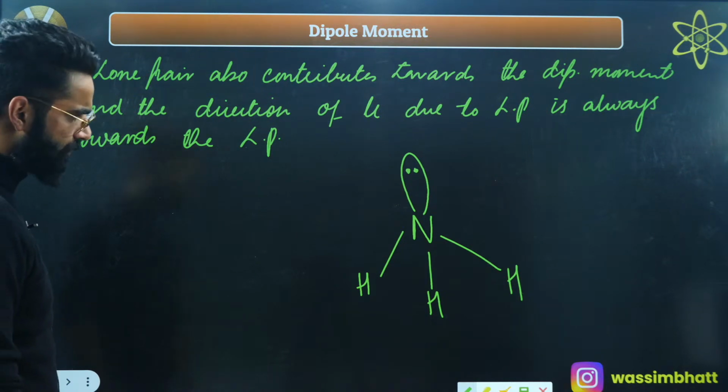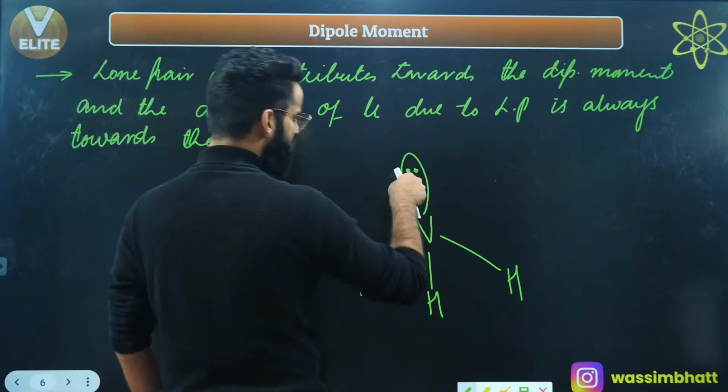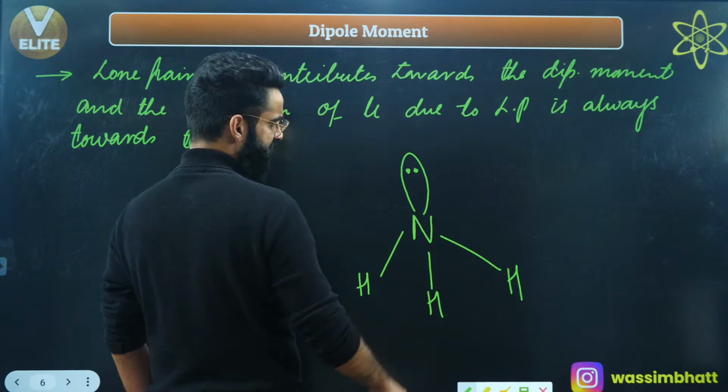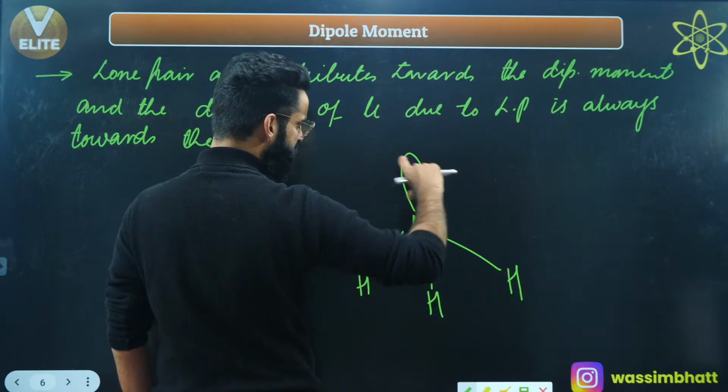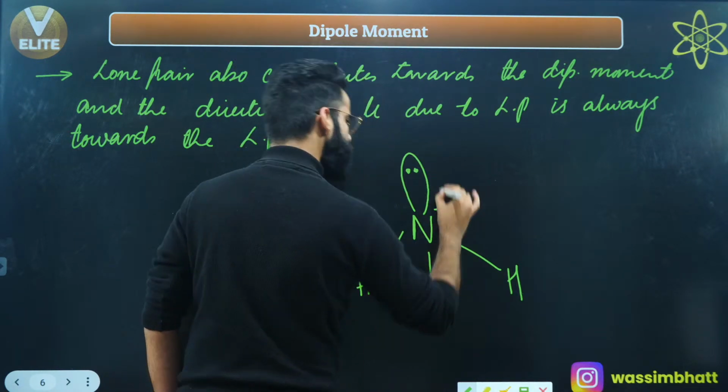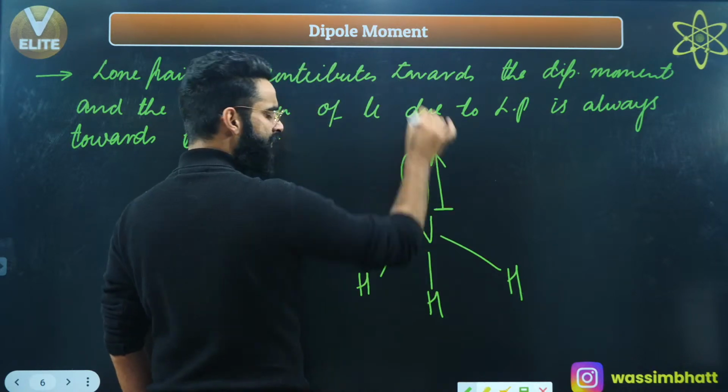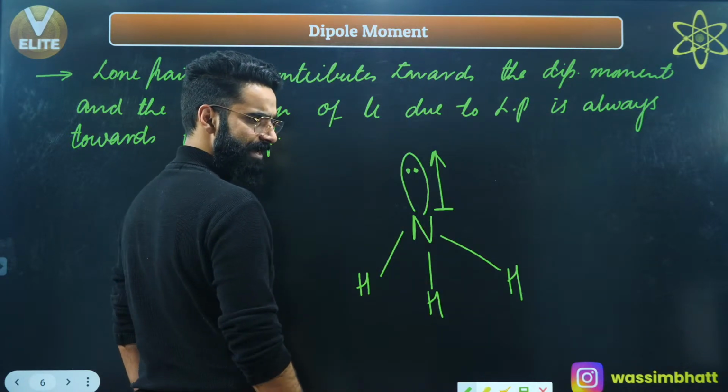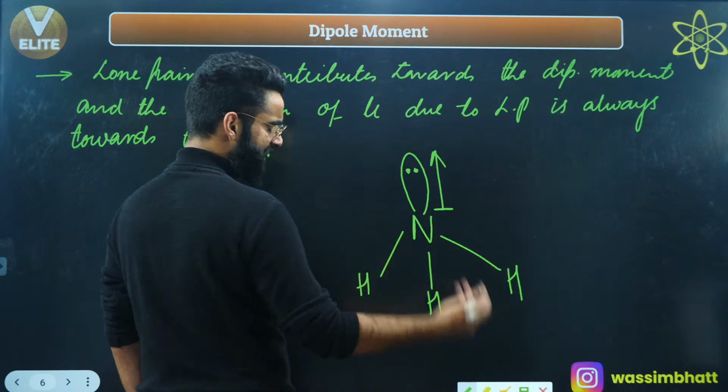This is the lone pair on nitrogen as well. First of all, I told you, lone pair also contributes towards the dipole moment. And the dipole moment due to this lone pair is towards the lone pair in this way. This is the dipole moment due to the lone pair, right? Yes?